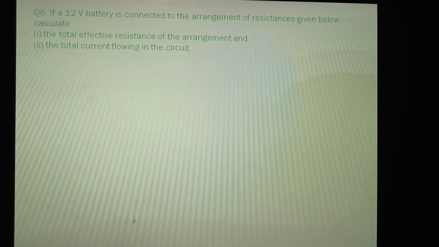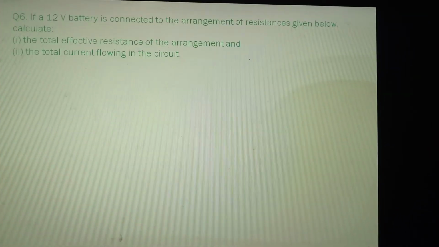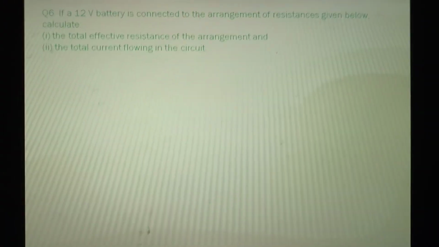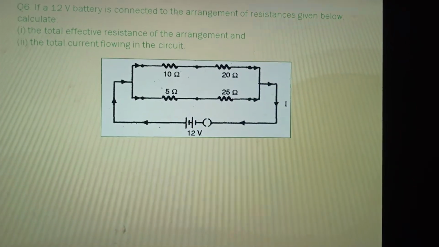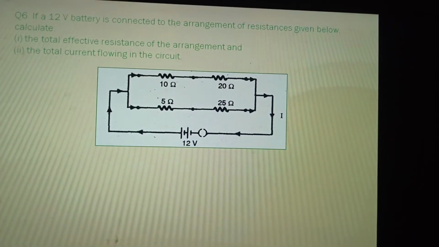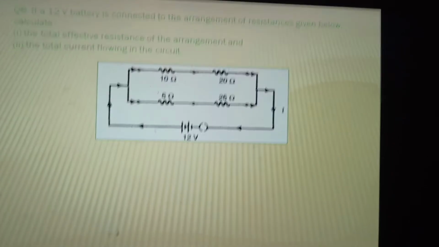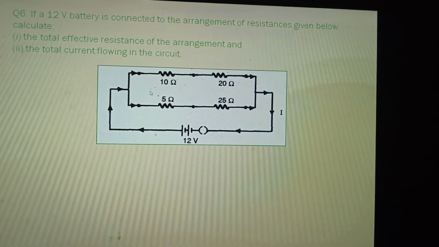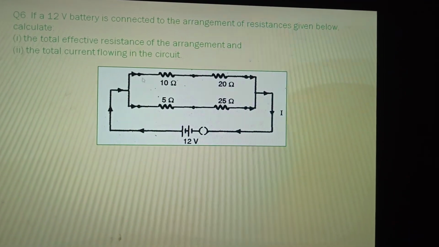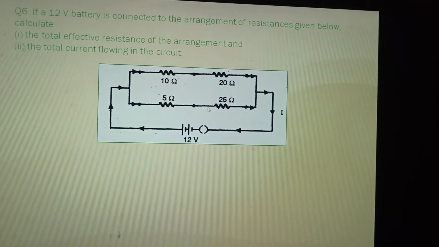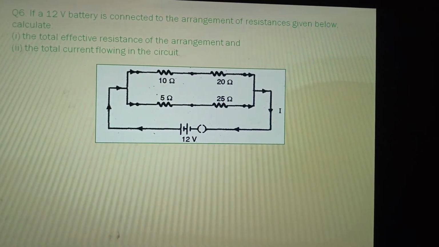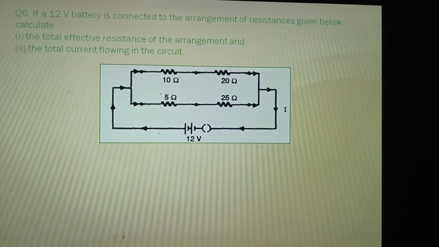Another numerical: if a 12 volt battery is connected to the arrangement of resistances given below. The arrangement is given like this. A 12 volt battery is connected, and you can see that these two arrangements are in series, and overall these two circuits are parallel to each other. We have to calculate the total resistance and total current. Now let us see the solution here.